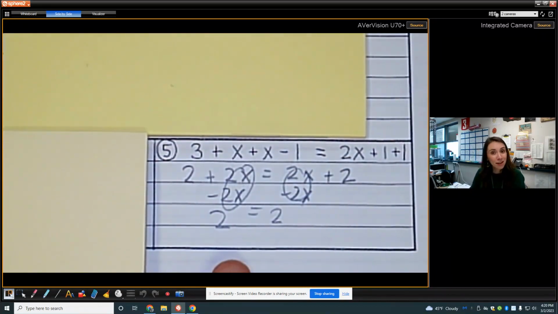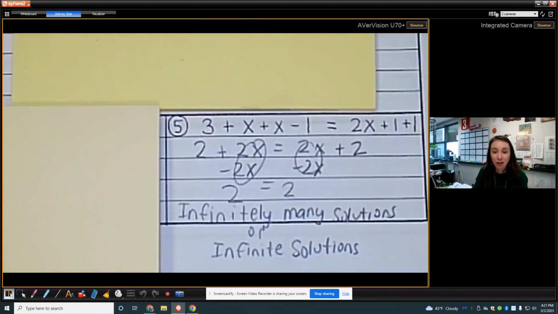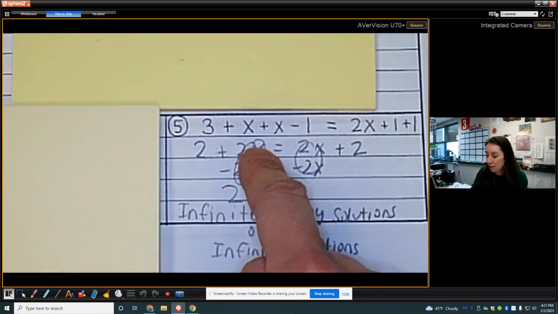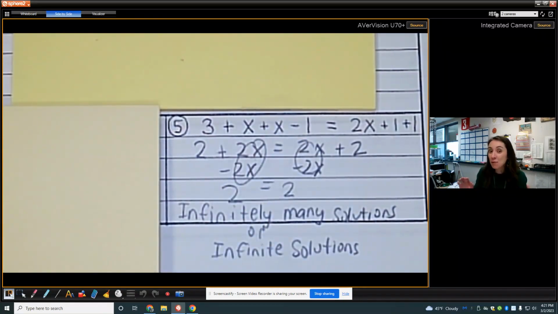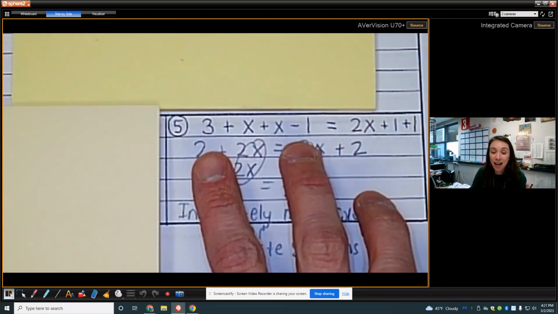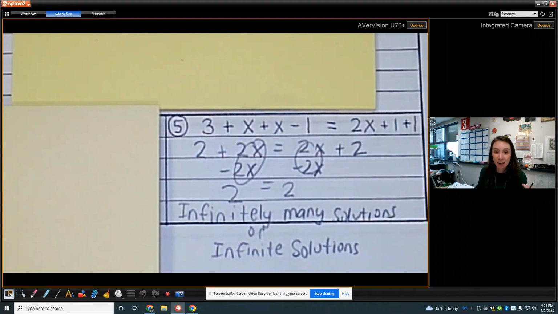Now, is that a true statement? It is. So this is what that means. You need to write down the solution is infinitely many solutions or infinite solutions. What this means is you can take any number and put it in for the variable of x, and that will make it to where this side of the equal sign is equal to this side of the equal sign.